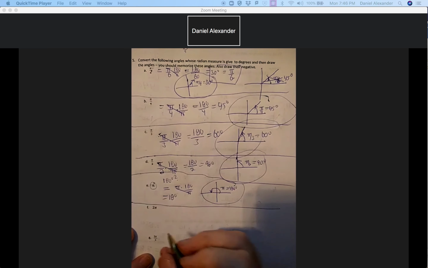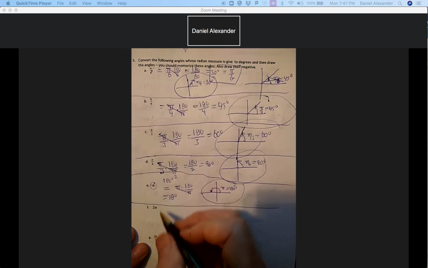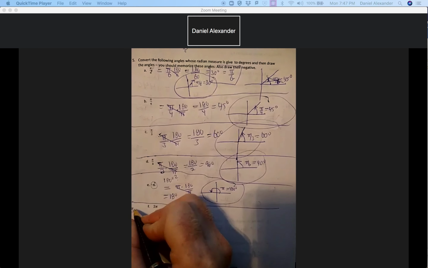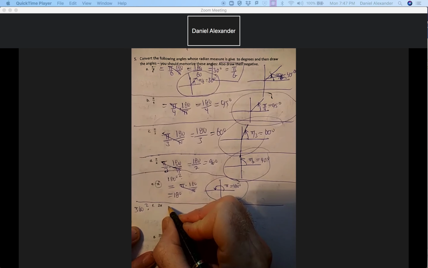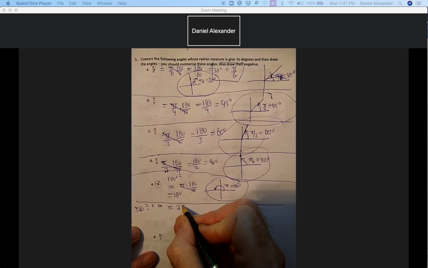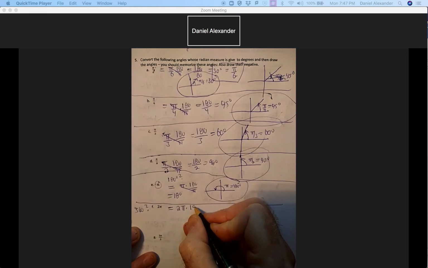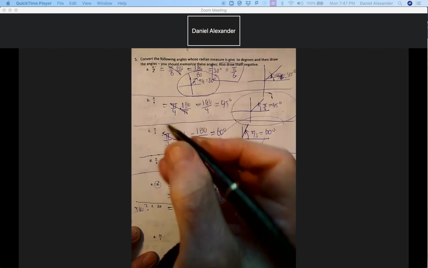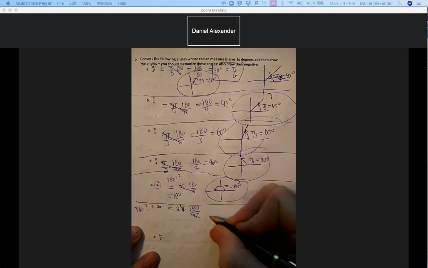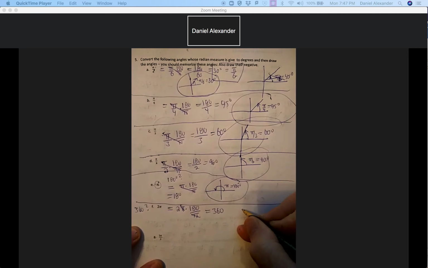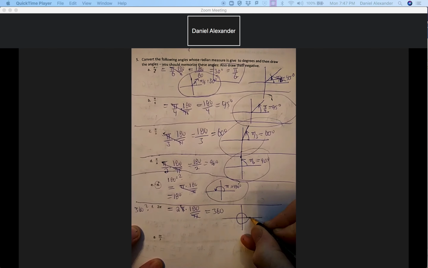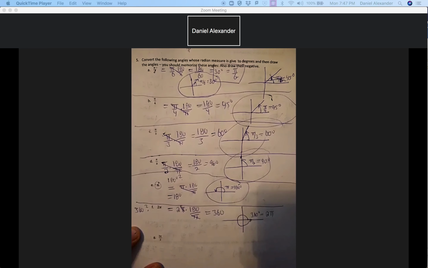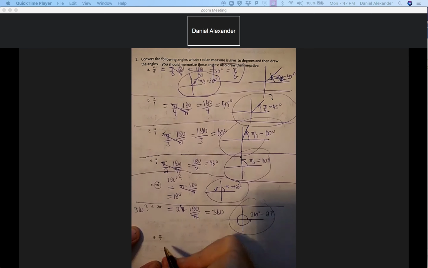Okay, got two more. I'm guessing you can tell what 2 pi is going to be. It should be 360. Well, let's go through the formula. In degrees, this is going to be 2 pi times 180 over pi, using that formula. Pi's cancel. 2 times 180. Yep, 360 degrees. One trip around the circle. So it's going to be this. 360 equals 2 pi radians.